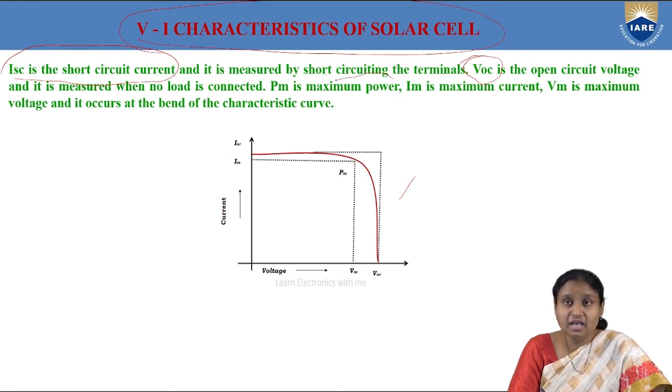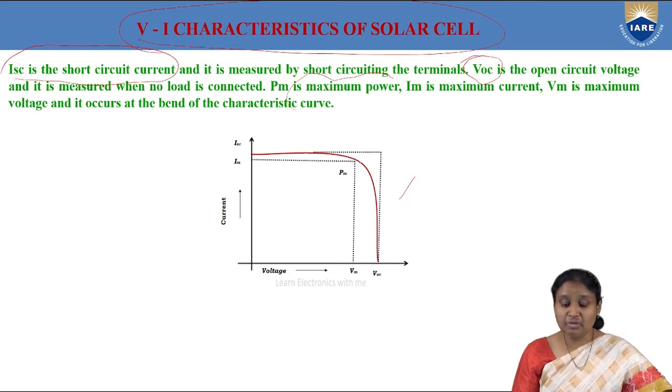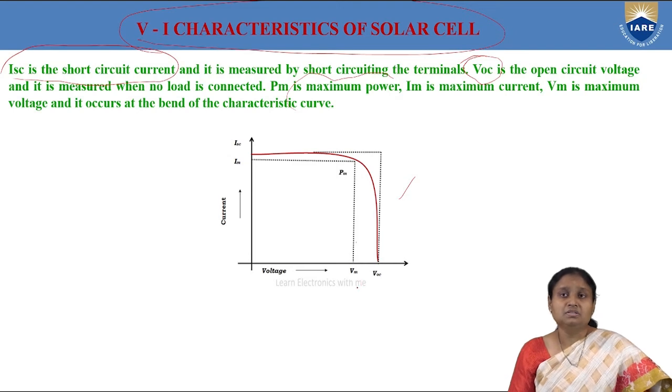And apart from that, we have PM, which is maximum power, IM, which is maximum current, and VM, which is maximum voltage. This maximum power occurs at the bend of the characteristic curve. As you can see, there is a bend. At this bend, we are going to calculate our maximum power PM, maximum voltage VM, and maximum current IM. For that, in order to calculate all this for a solar cell, first we need to draw the VI characteristic curve.